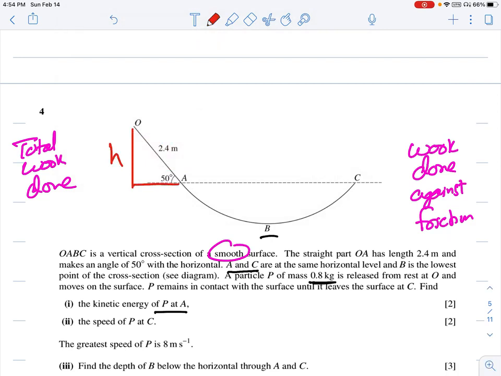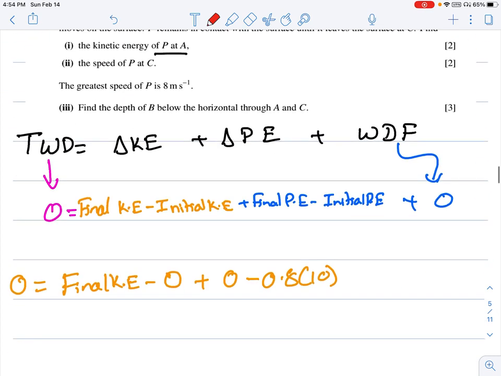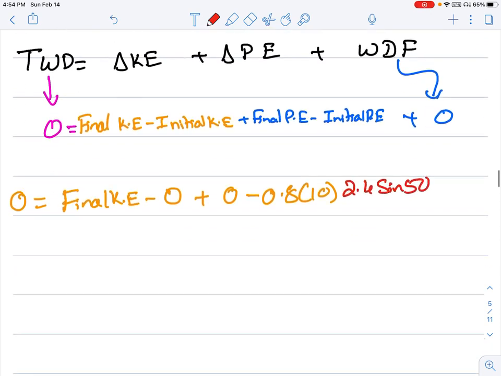Height h, this is a triangle. Sine 50 is equal to h upon 2.4, so h is equal to 2.4 sine 50. From there I get the final kinetic energy, and simplifying that, it is 14.7 joules.